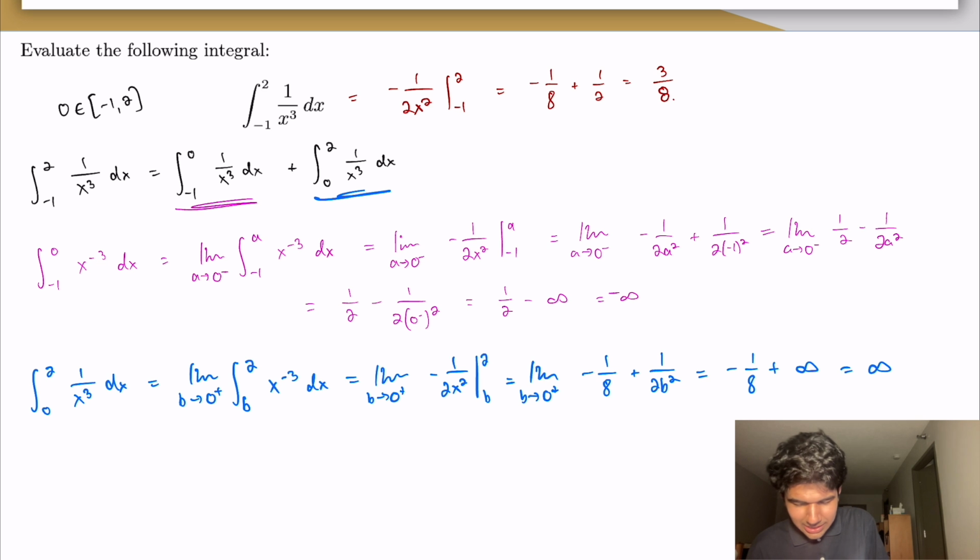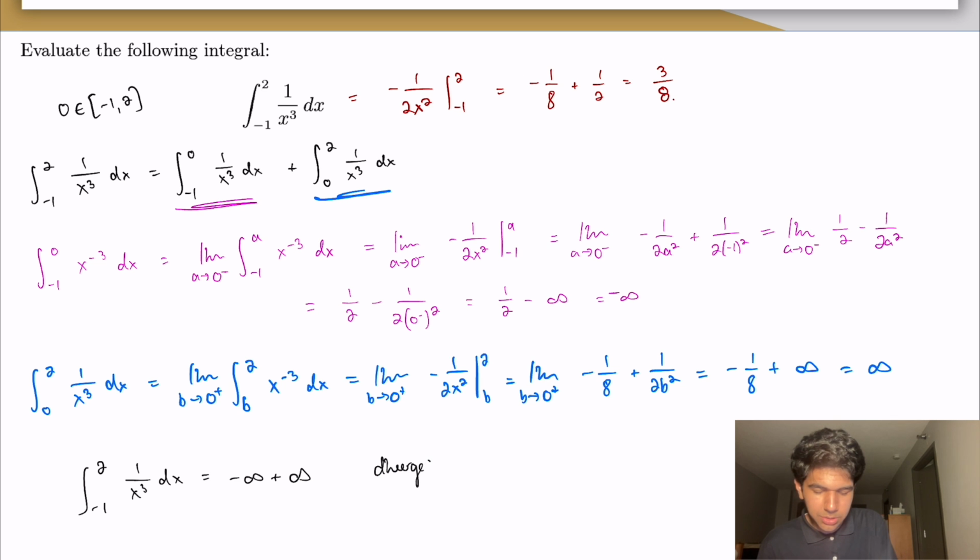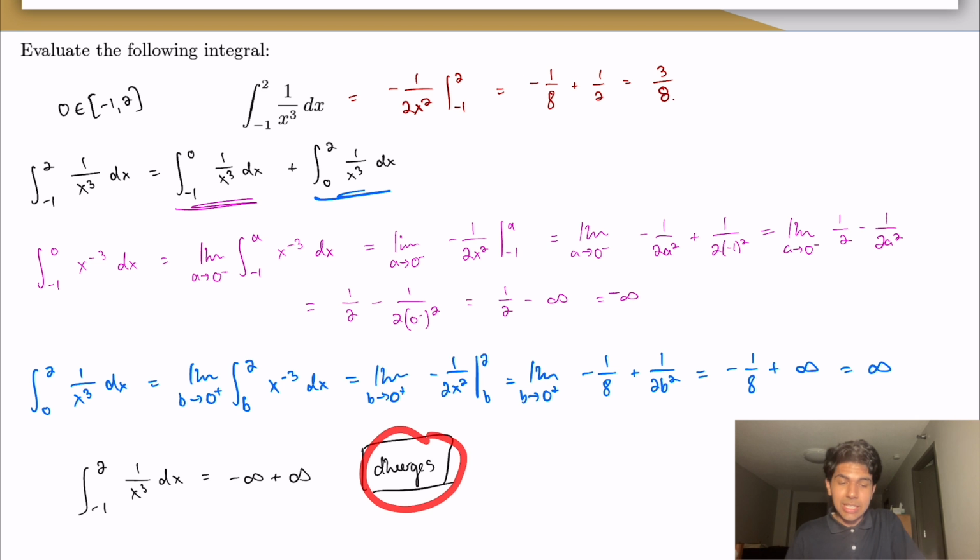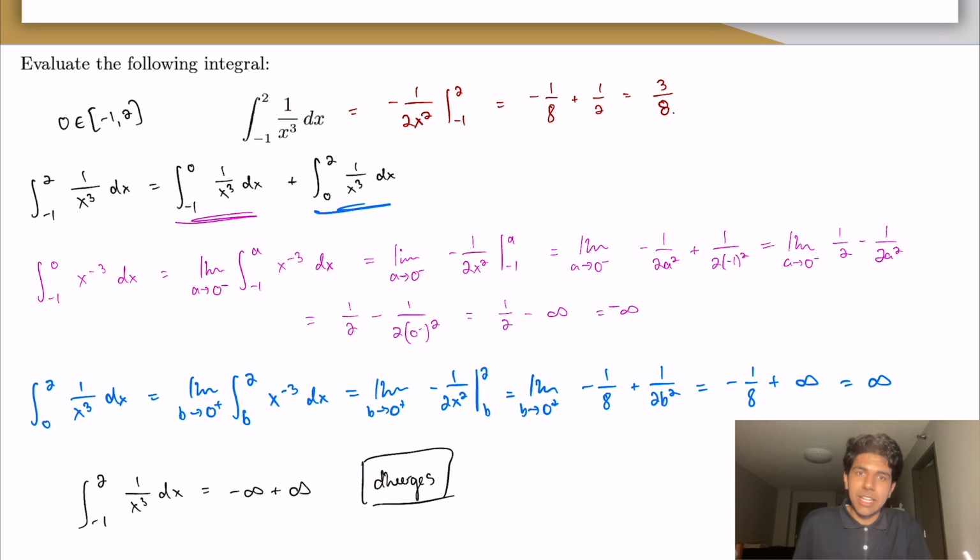So we're essentially saying that our integral from -1 to 2 of 1 over x cubed dx is equal to -infinity plus infinity. Can't really conclude anything there, so we have to say that the integral diverges. And notice that this conclusion is different from the 3/8 that we got before. Here we concluded that the integral converges to 3/8, but the actual answer is that it diverges. And the reason is because of that infinite discontinuity at x equals 0.